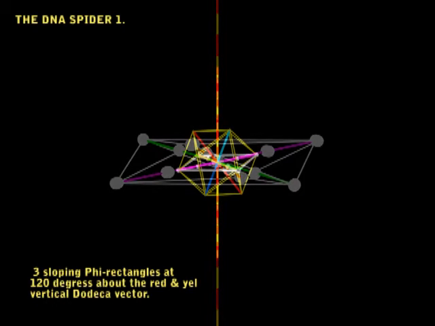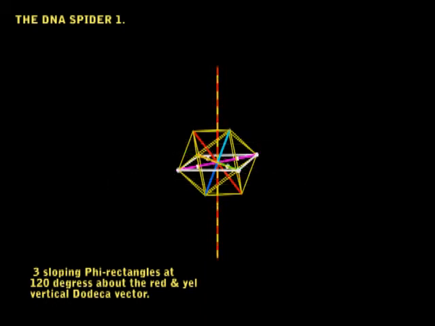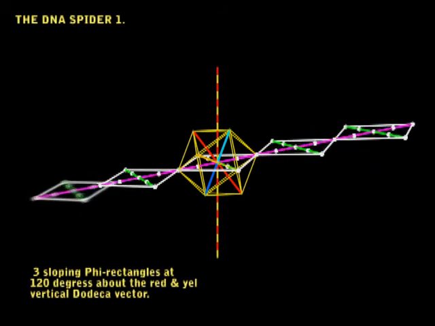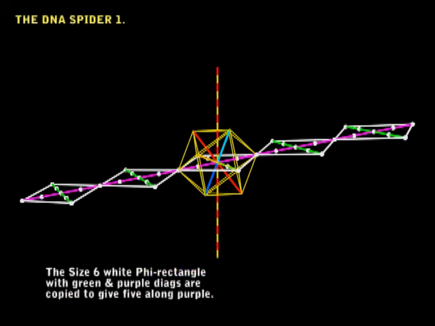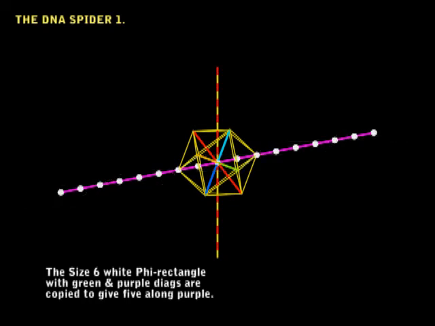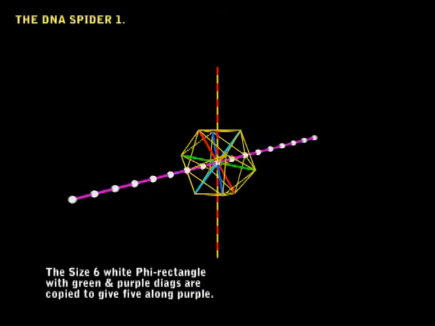Okay, let's move to a new scene. And I'm going to show this copying 5 of these rectangles along the purple vector. Now for this we don't need the green vectors, and we can chop the purple vector at the center of the 2 end rectangles. We can hide the rectangles and we can make the balls a little bit bigger. Okay, so we've got the first 17 ball purple vector.